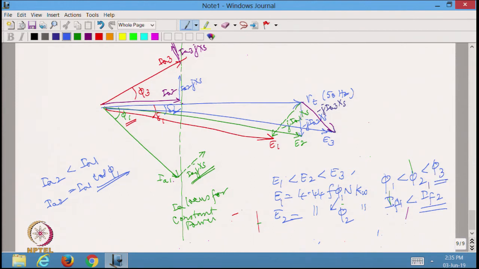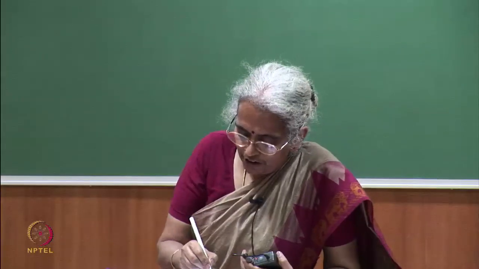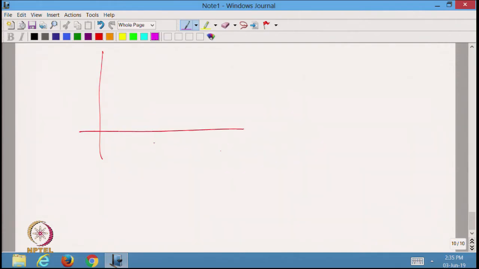So, as I increase the field current from IF1 to IF2 to IF3, the power factor moved from the lagging zone to the unity power factor zone to the leading zone. And this, if I try to plot in the form of how IA varies with respect to IF, so I am trying to look at the field current.